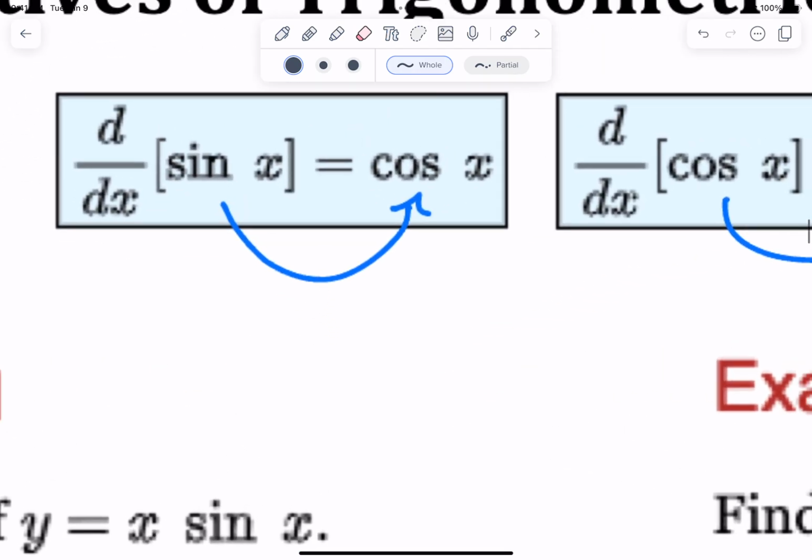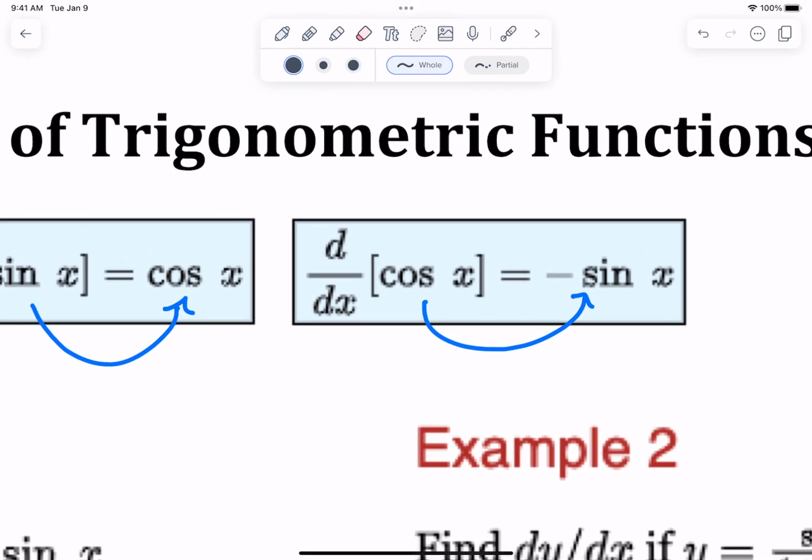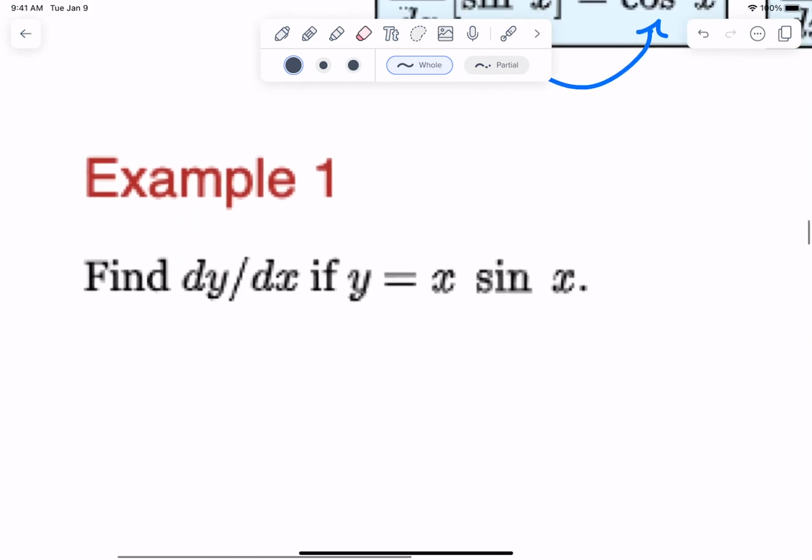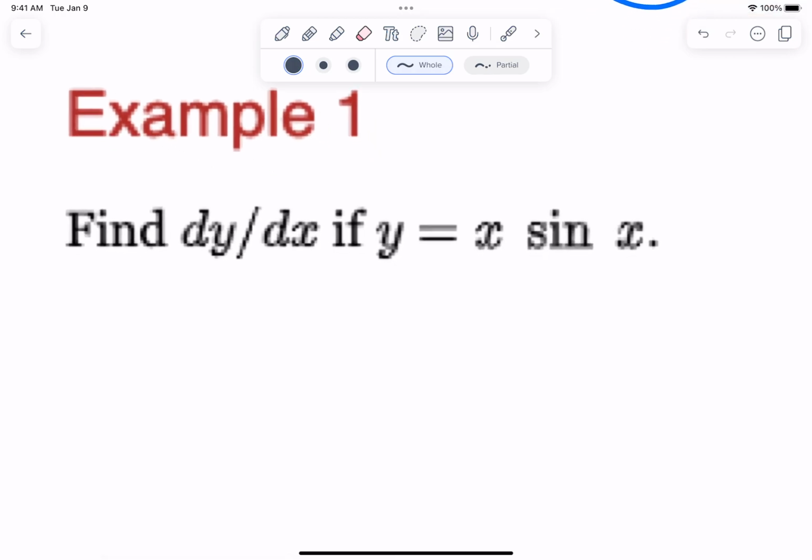The derivative of sine is cosine. The derivative of cosine is negative sine. So it switches, but it's negative sine when you're taking the derivative of cosine, okay? Now, the product rule, quotient rule, chain rule, all of those things still apply.